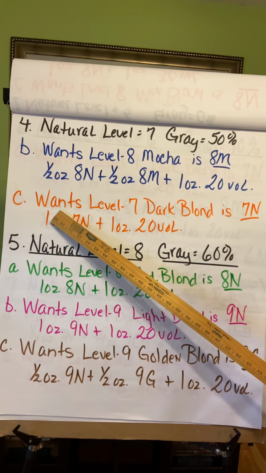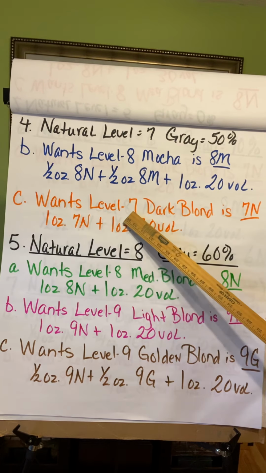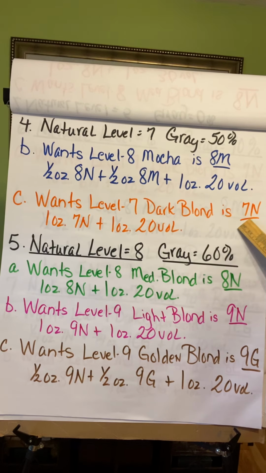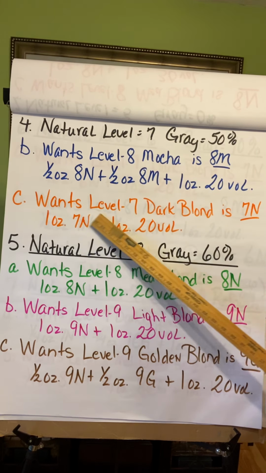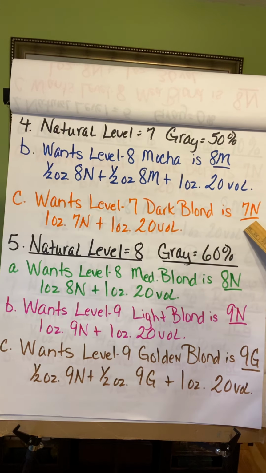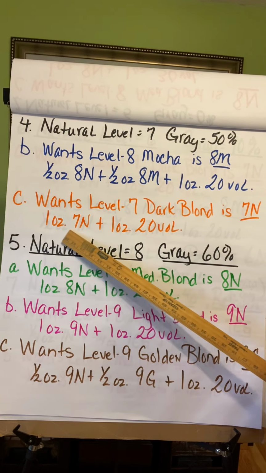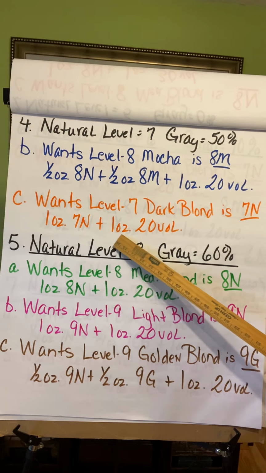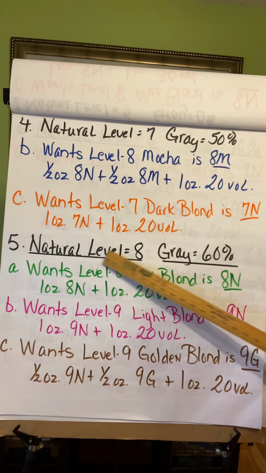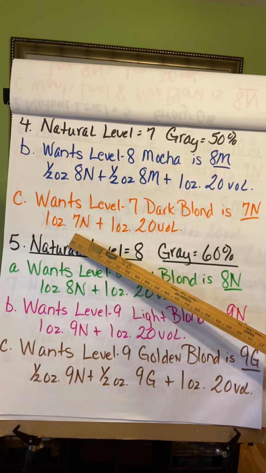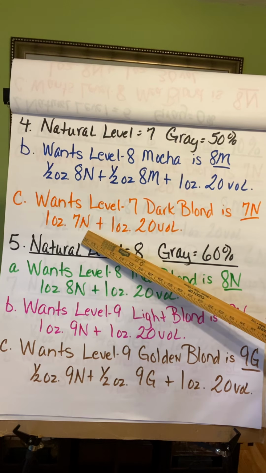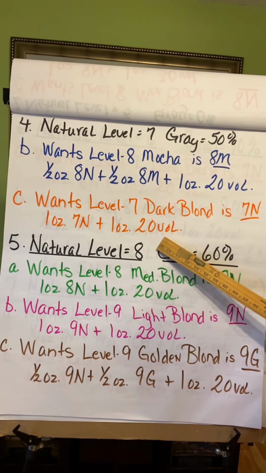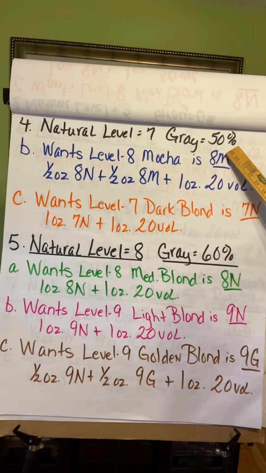Okay, 4C. She wants to be a level 7, which is dark blonde, and it's 7 natural. She's at a level 7 and she wants to be a level 7 natural. That's what she wants to be. So the formula is 1 ounce of 7N plus 1 ounce of 20 volume developer. It's 7 natural because that's what she wants to be. So it's only 1 ounce of 7 natural plus 1 ounce of 20 volume. 20 volume because we're trying to cover 50% gray.